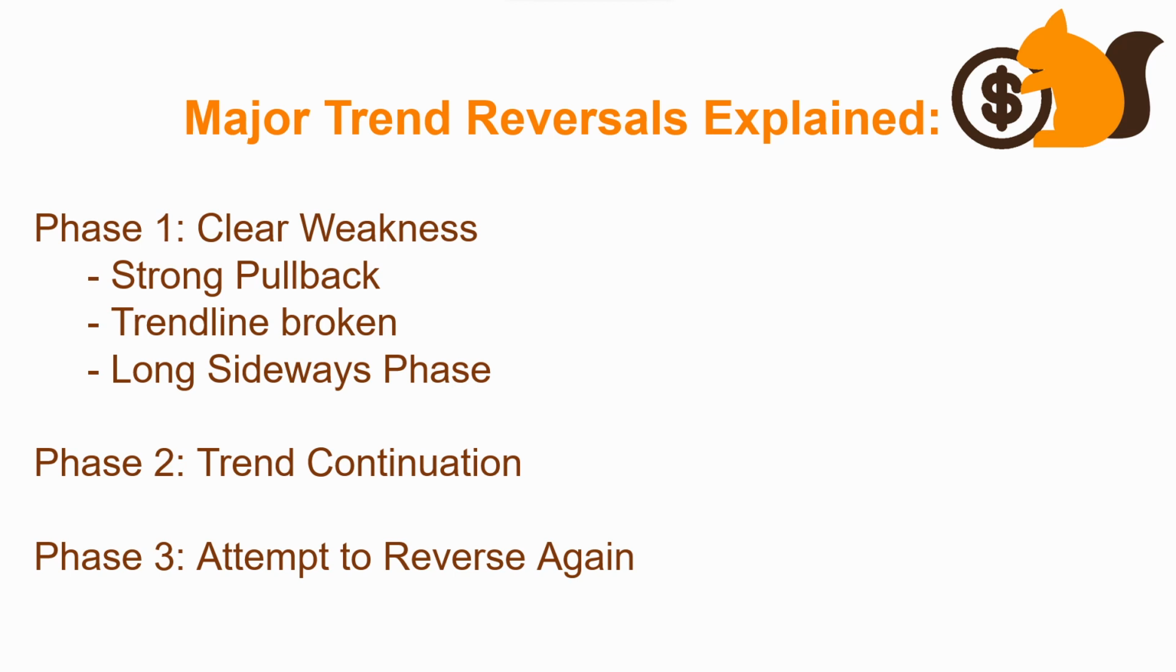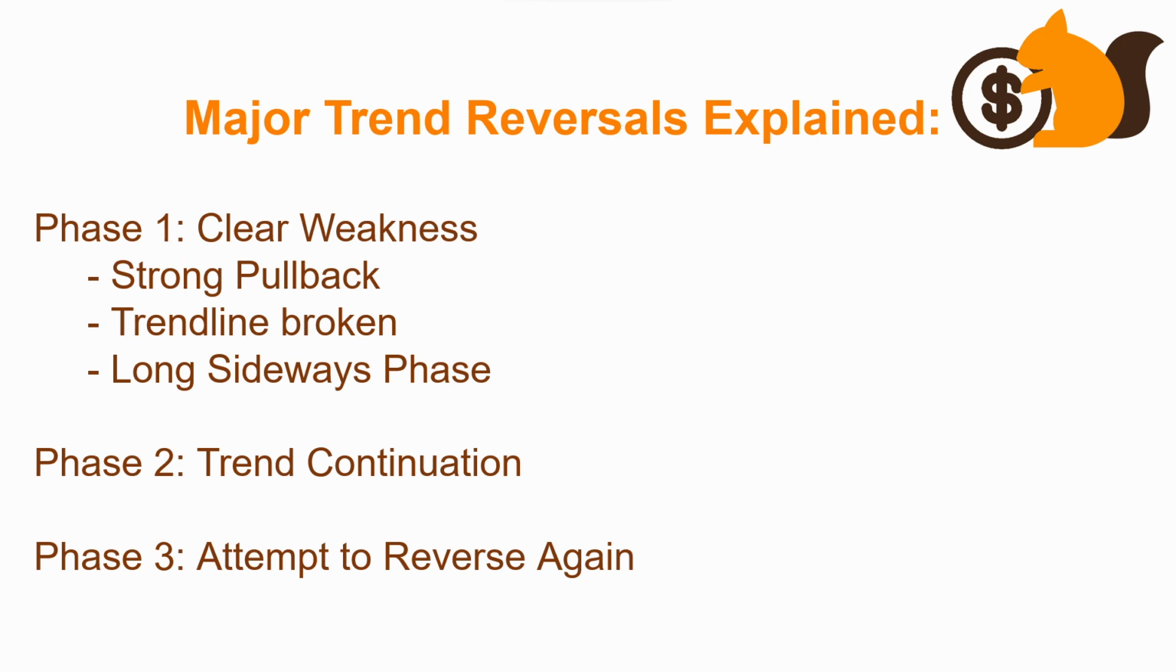First, let's talk about the three different phases of a trend reversal. In phase 1, the current trend shows some clear signs of weakness. For example, a strong pullback that breaks the trend line, or a very long sideways phase late in a trend. After this clear sign of weakness, the market usually tries to continue going in the trend direction. I often call this a trend continuation swing. In the last phase, the market tries to reverse again.